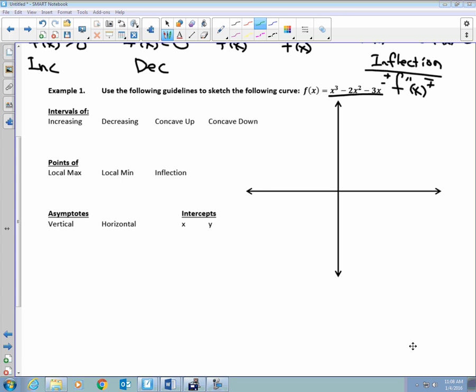What does x equal for the y-intercept? I plug in 0 for x. And if you plug in 0 for x, what's your output? 0. So the y-intercept is 0.